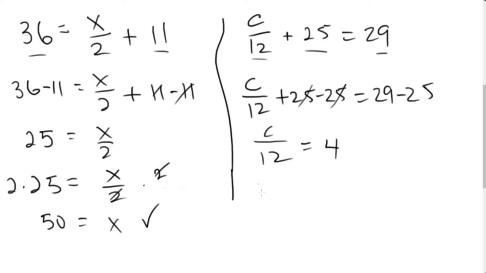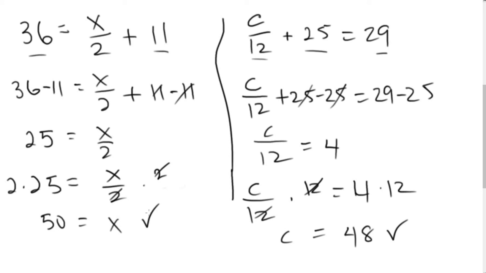Okay, so now I'm going to do the opposite here. Multiply by 12 on both sides. Cancel, cancel. c equals 4 times 12, 48. You can back check that. c divided by 12 is 4. That is 48 divided by 12 is 4, plus 25 is 29, so that does check out.